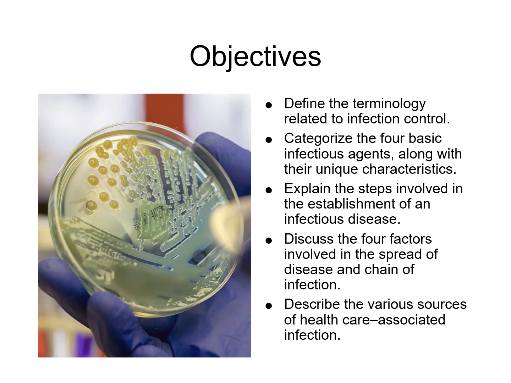All right, so we're going to talk about infection control for basic infectious agents. That would be the bacteria, the viruses, the parasitic protozoa, and the funguses. Steps involved in the establishment of infectious disease. It's important that we know those steps so we know how to break the chain of infection, in particular, breaking at the point of spread to another individual.